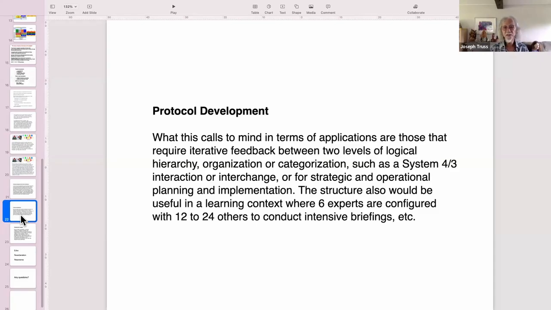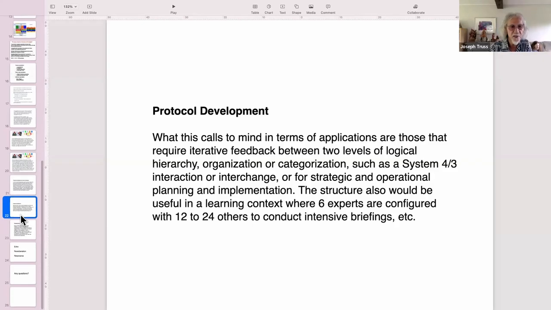What this calls to mind in terms of applications are those that require iterative feedback between 2 levels of logical hierarchy, organization, or categorization, such as we said, system 4-3 interaction or interchange, or for strategic and operational planning and implementation. The structure also would be useful in a learning context where 6 experts are configured with 12 to 24 others to conduct intensive briefings, etc.